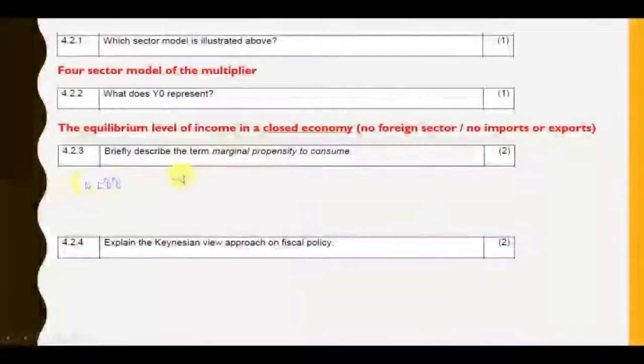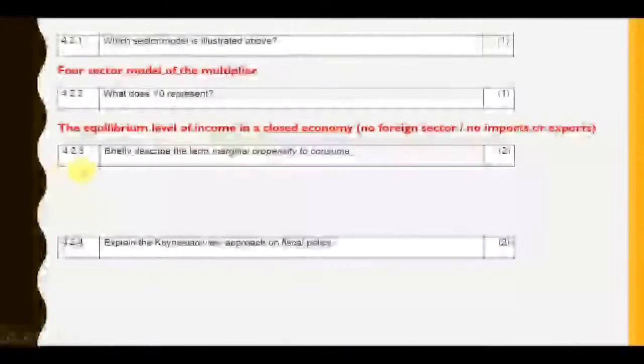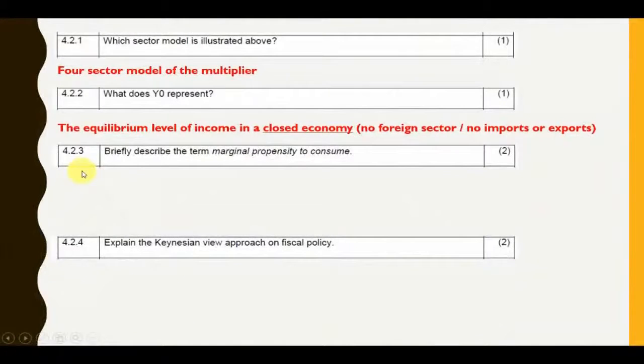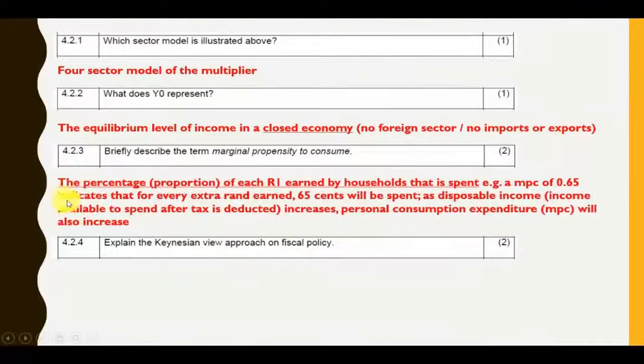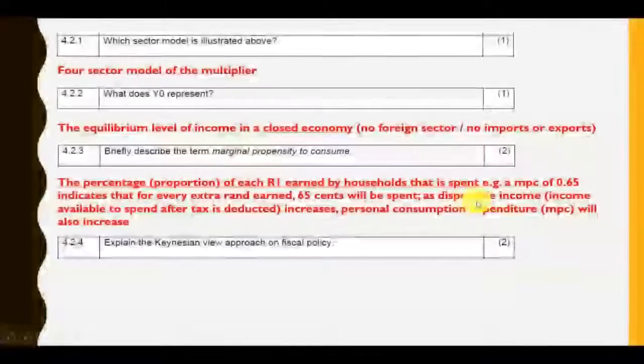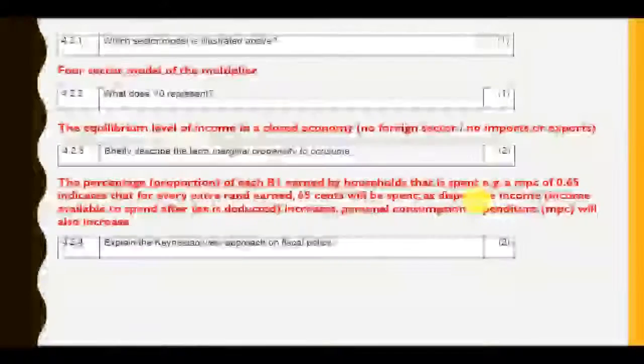Right, the next one. What is marginal propensity to consume? Remember, your point 3 questions are always going to be your definition questions. So it's the percentage of each rand earned by households that is spent. Grade 12s, that would be sufficient. The rest that I've put in here is just to help you understand it.